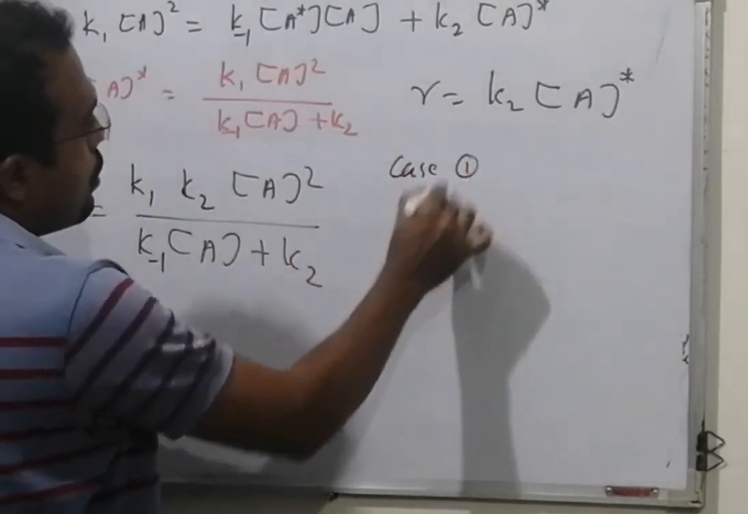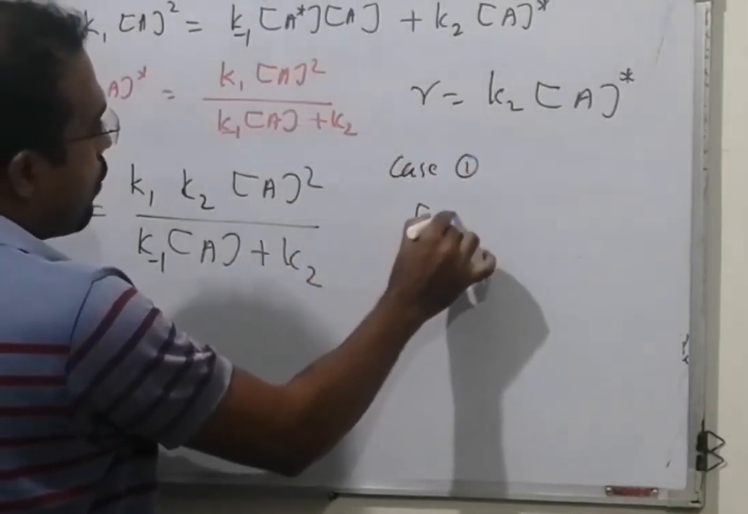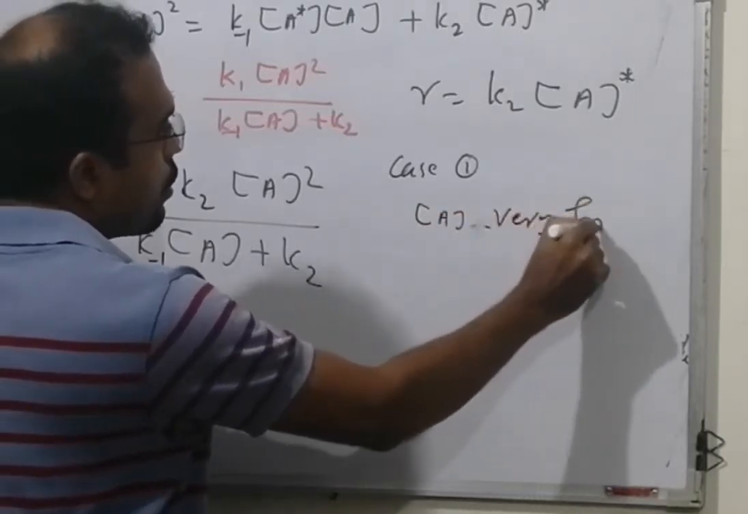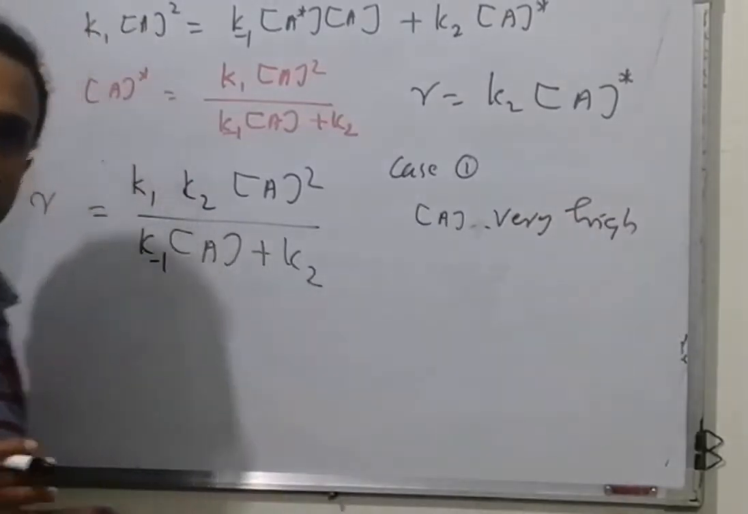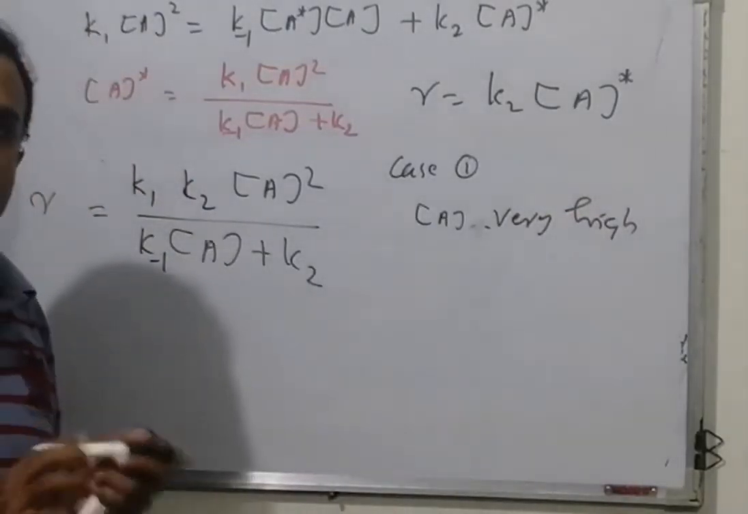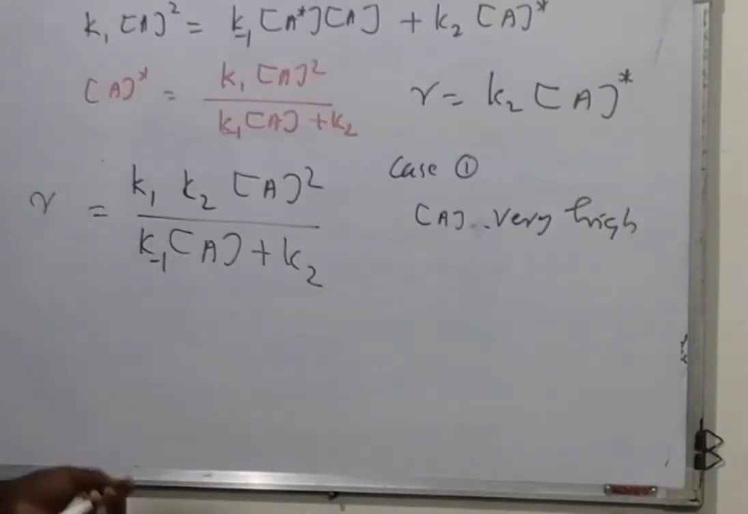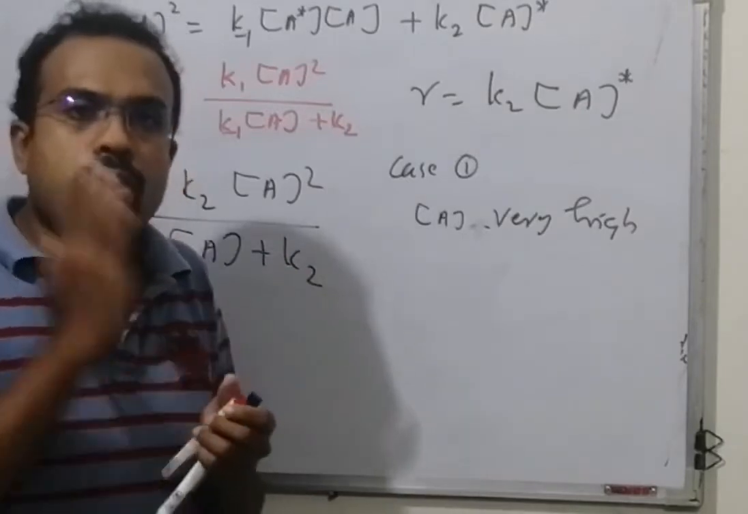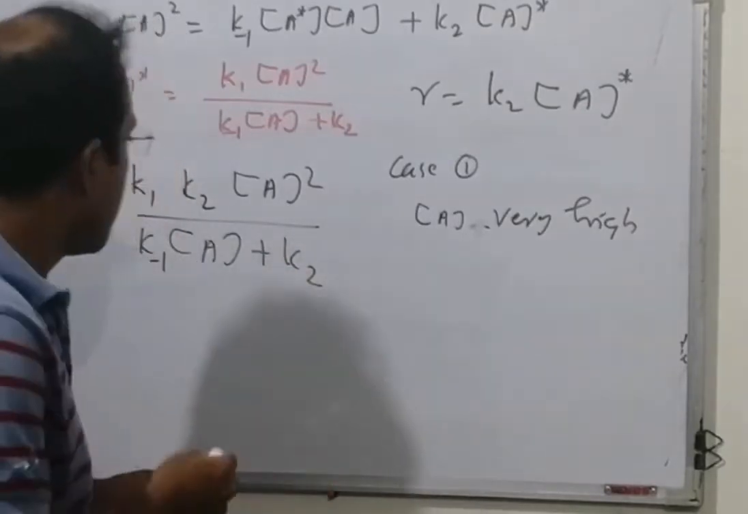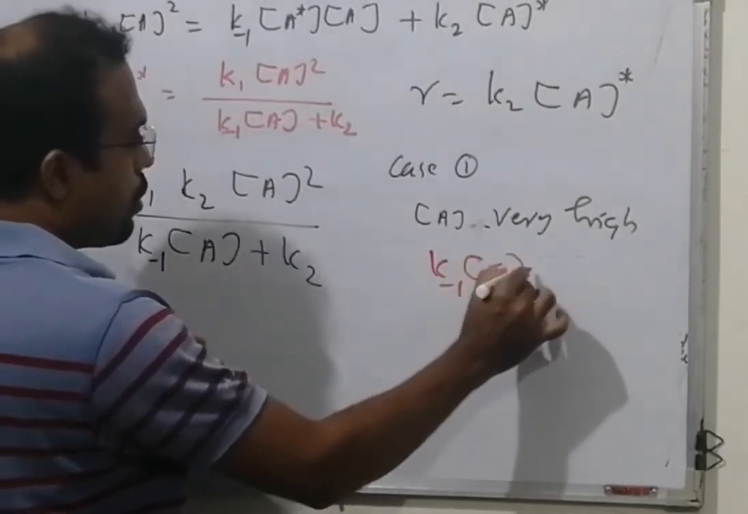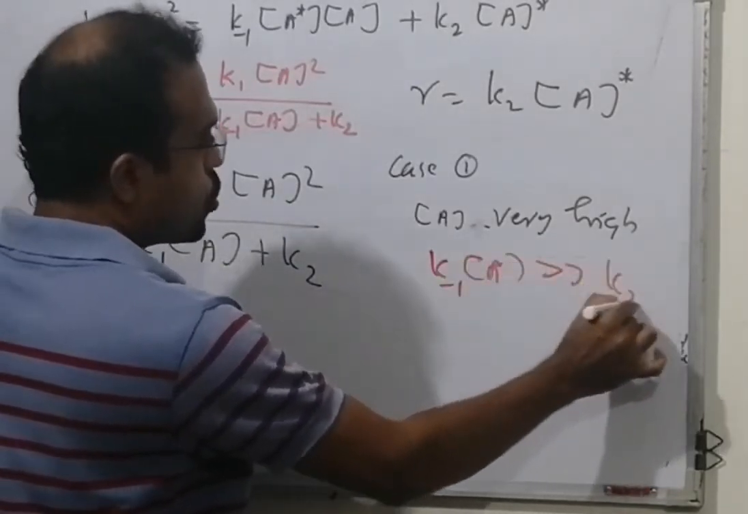Case 1. Suppose concentration of A is very high. It is a very high initial concentration, or we can say at the beginning of the reaction, because at that time concentration of A will be very high. K1A is still greater than K2.